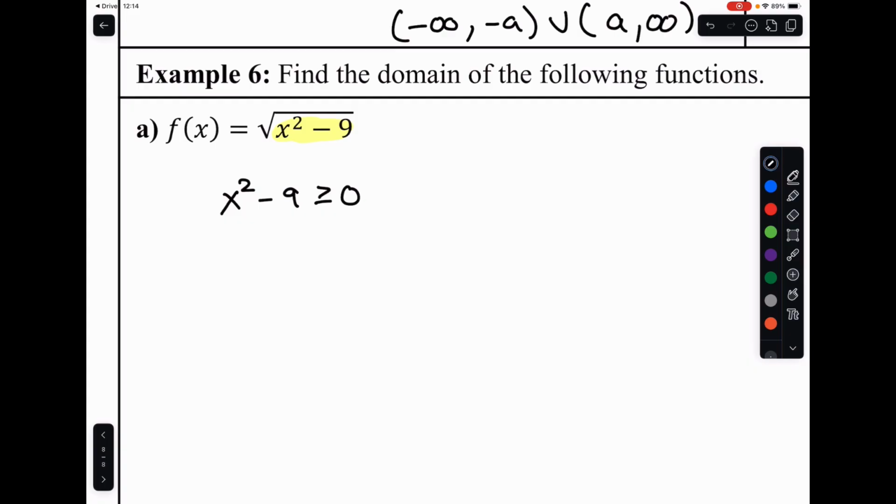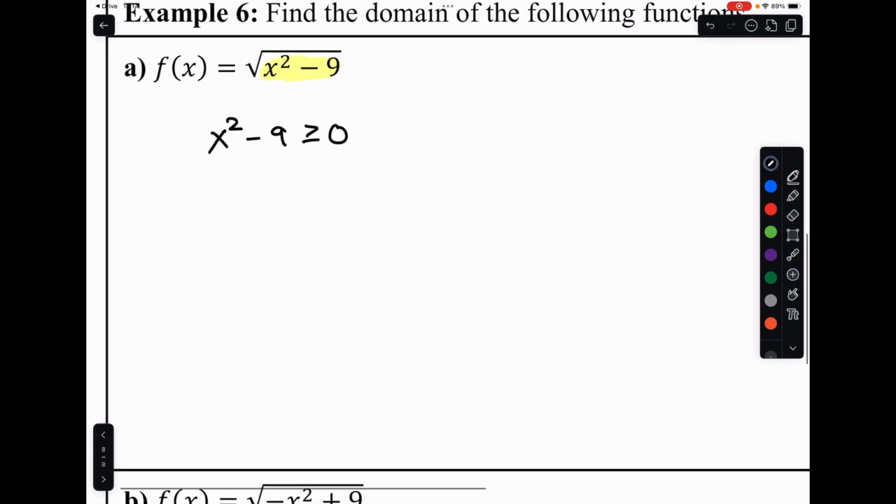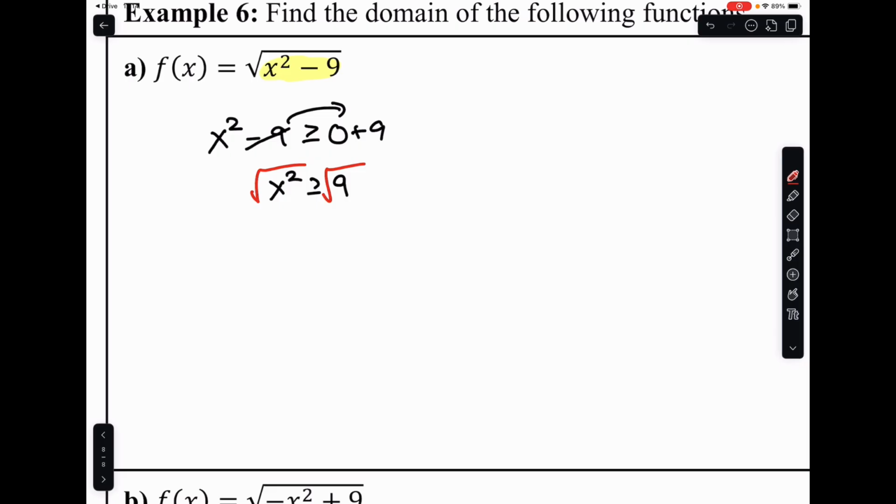Now to solve this one, pretty much the same strategy as a linear equation. We want letters to the left, numbers to the right. So we're going to move the 9 to the other side, making it positive 9. So x squared will be greater than or equal to positive 9. Now to get rid of the square, that requires us to take the square root of both sides, and therefore the square root of 9 is equal to 3.